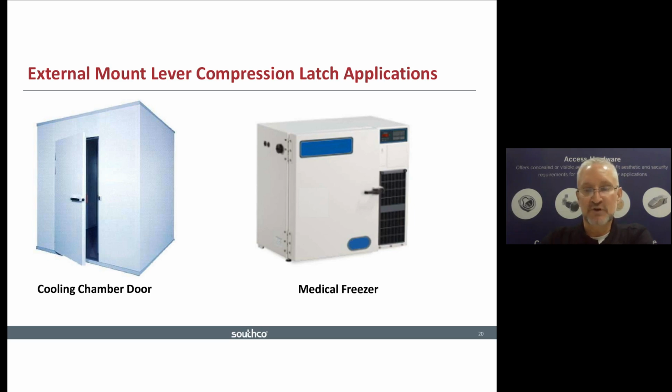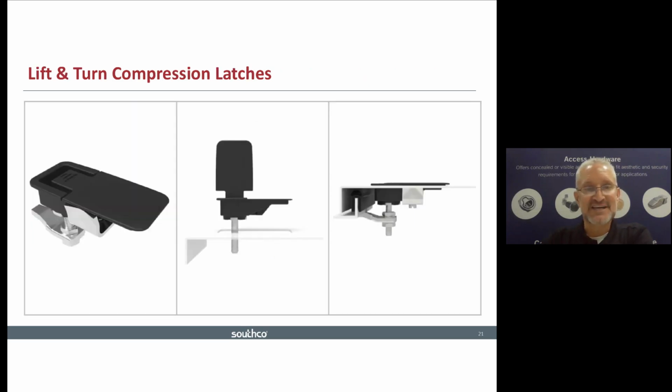All right, moving forward then. Our next type of compression latch is called lift and turn. Now that name makes sense because these latches are uncompressed by lifting a handle, which drops the shaft lower, and then turning the handle to rotate the bottom lever arm or cam away from the fixed panel keeper, allowing the door to open.